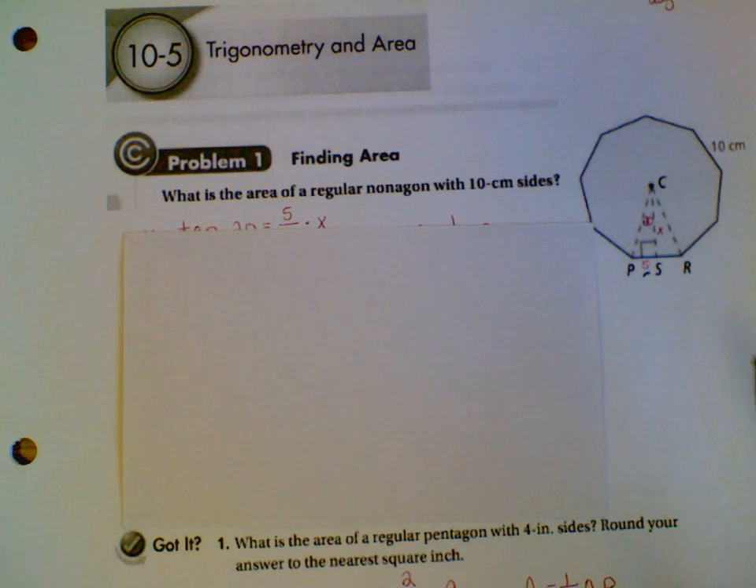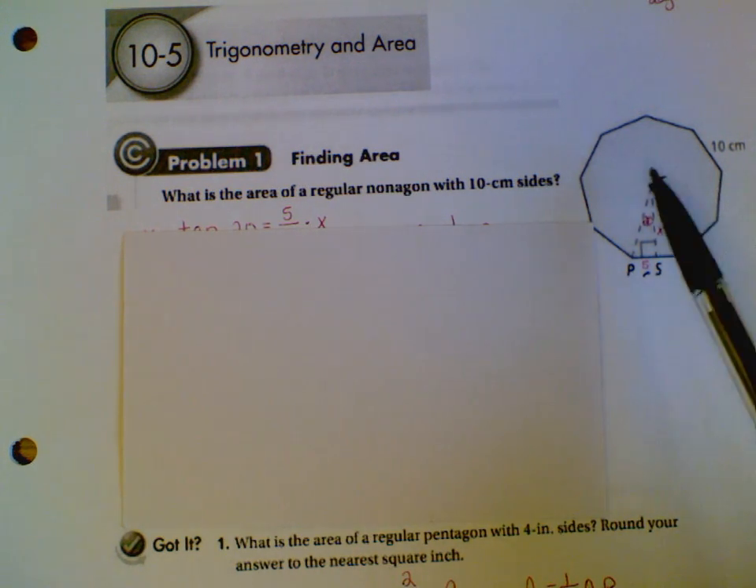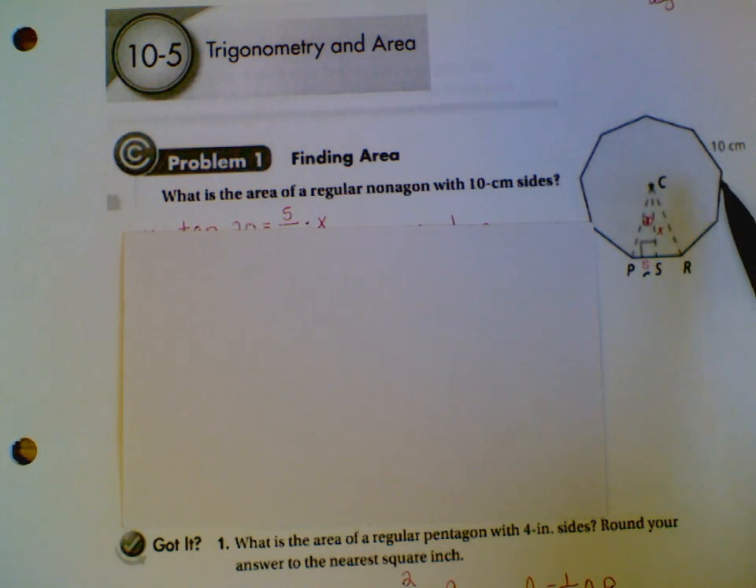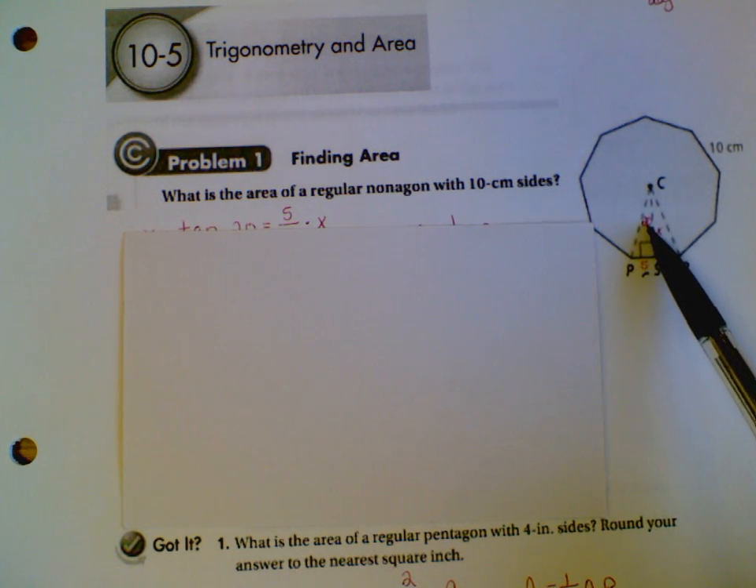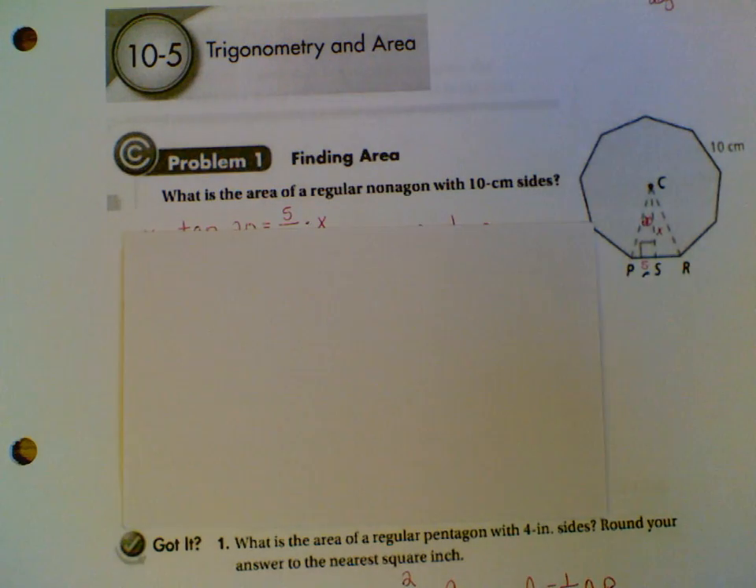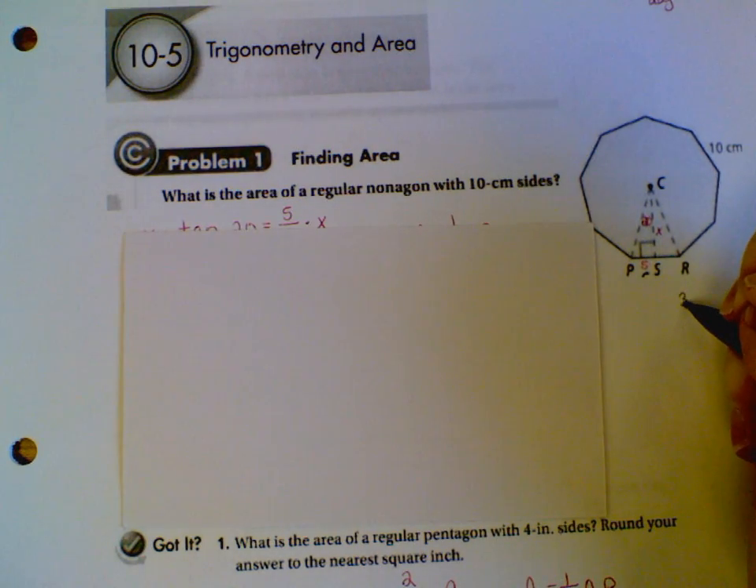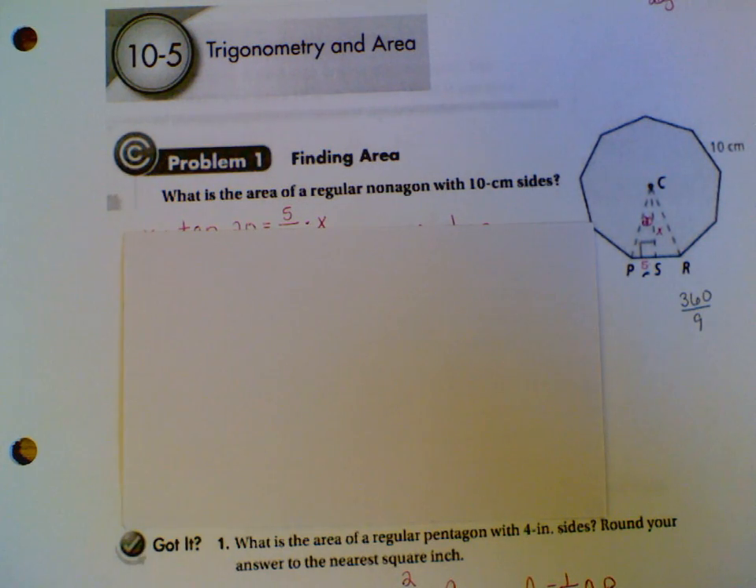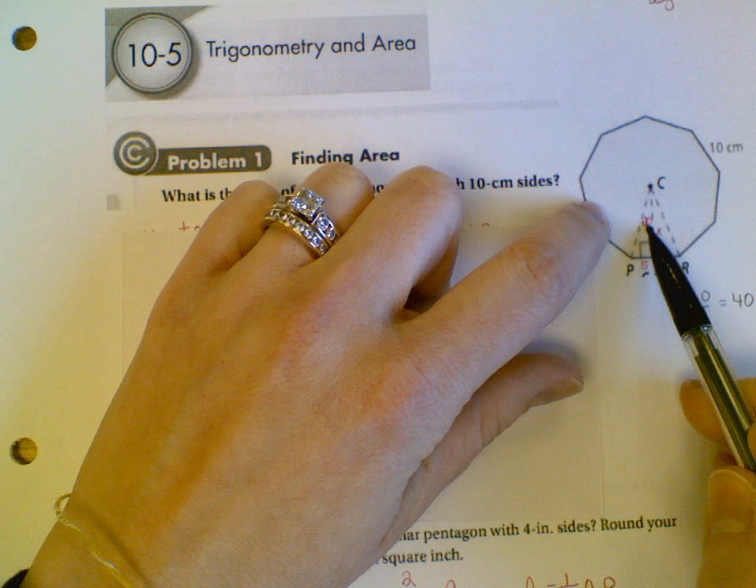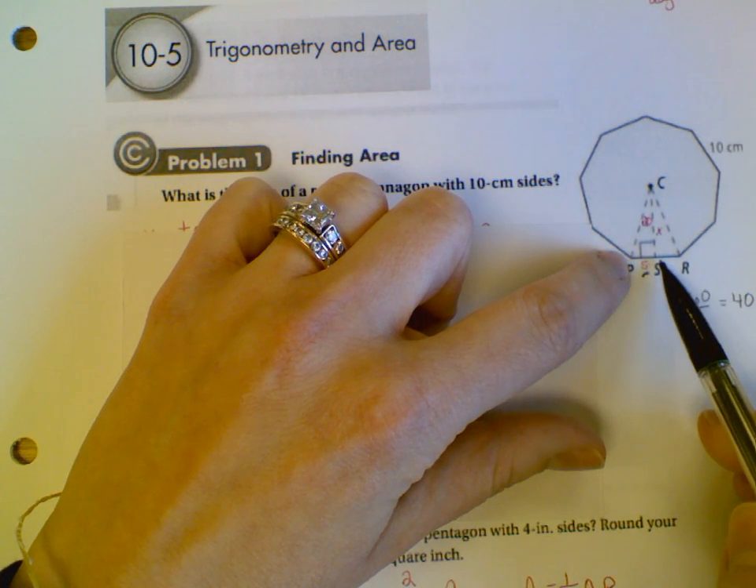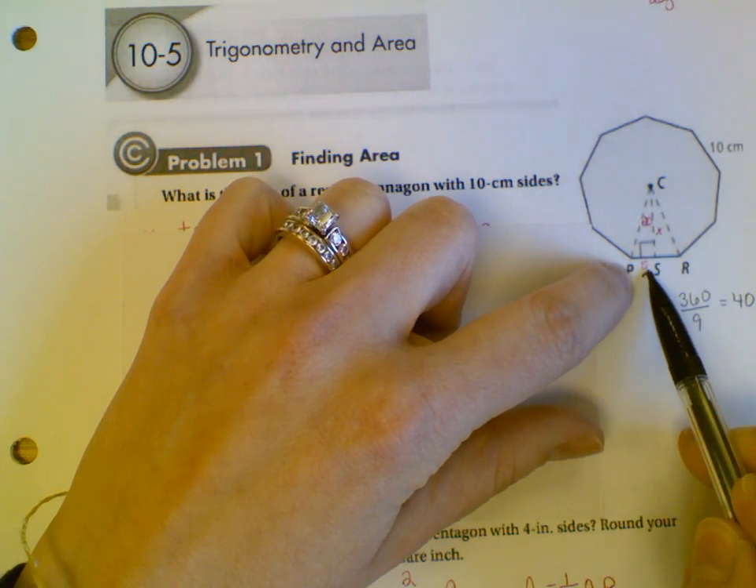So here's my first one where it gives me a nonagon with 10 centimeter sides. And so I went ahead and found my angle measurement. So that means I did 360 and I divided by 9. And when I did 360 divided by 9, I got 40. And so then my apothem split that in half, so that's why this angle measurement is 20. So then also remember your apothem splits the side in half, so that is 5.